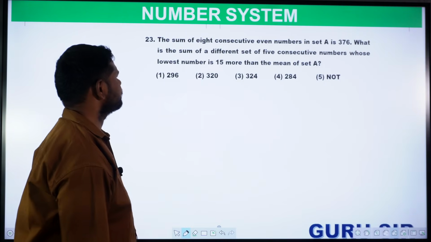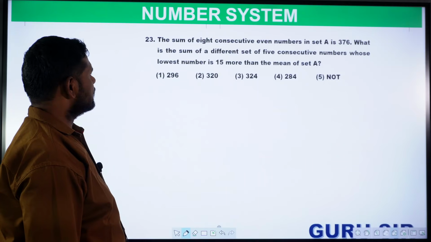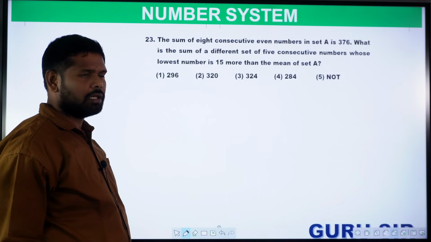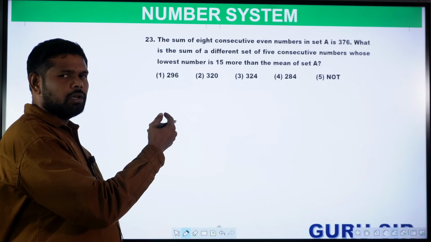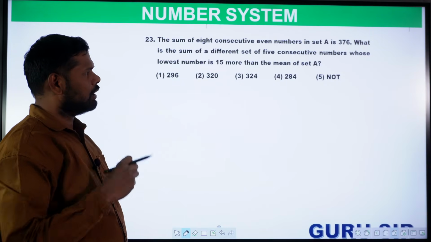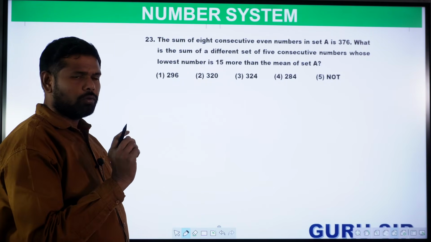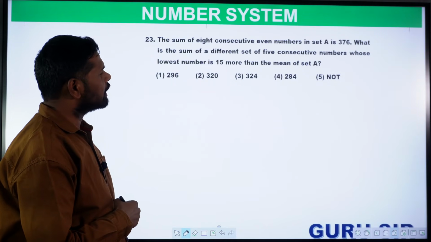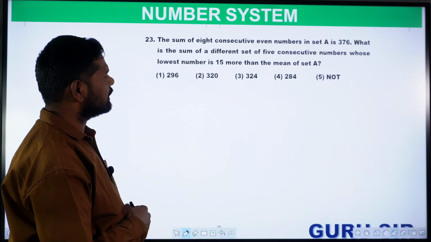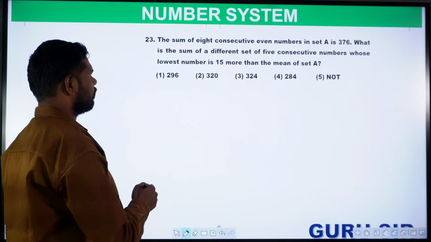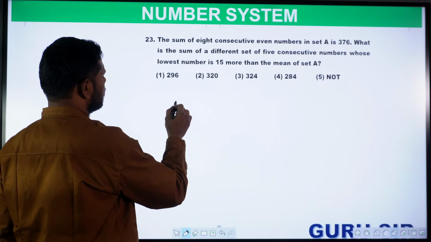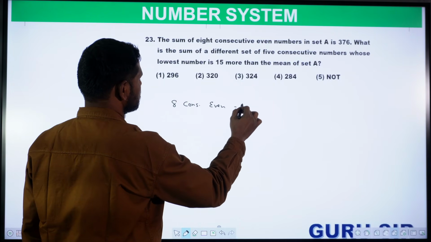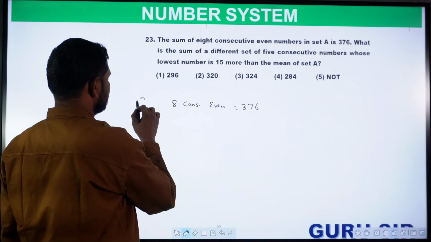Next, right, we need to improve our patience while reading the questions, and even in the first read only we are able to get what they are asking and what they are trying to frame in that question, right? The sum of 8 consecutive even numbers in set A is 376. Sum of 8 consecutive even numbers. Sum is given as 376.